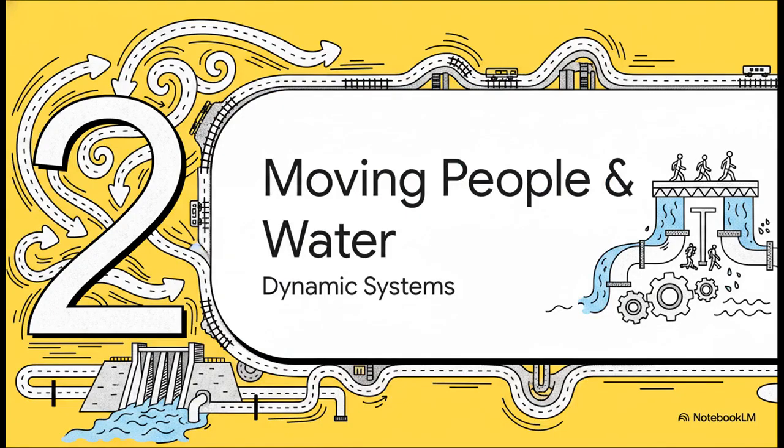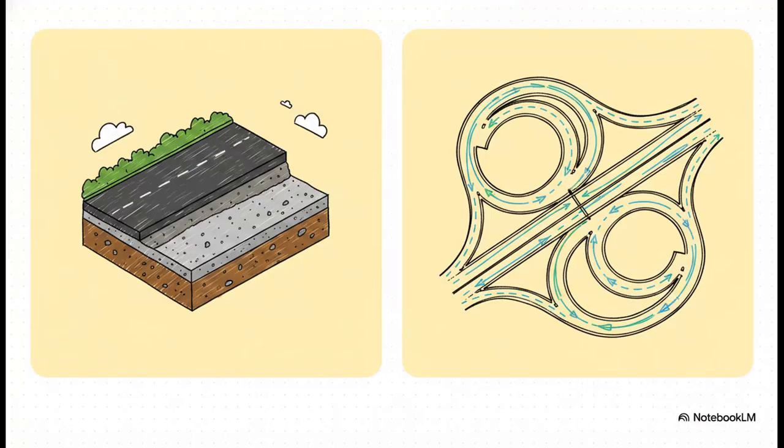Moving right along, let's shift gears to Section 2, Moving People and Water. These are the dynamic systems that keep our modern society flowing. Now, what's really interesting here is the stark contrast between two highly specialized but deeply connected career paths, highway engineering and traffic engineering. On the strictly physical side, highway engineering is heavily focused on pavement design, the exact material science of asphalt, and the geometric alignment of the roads themselves.